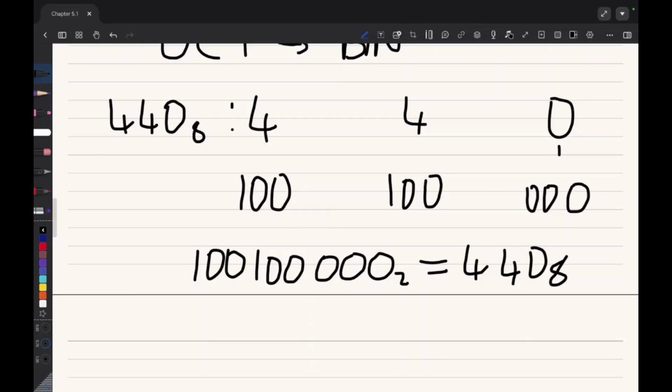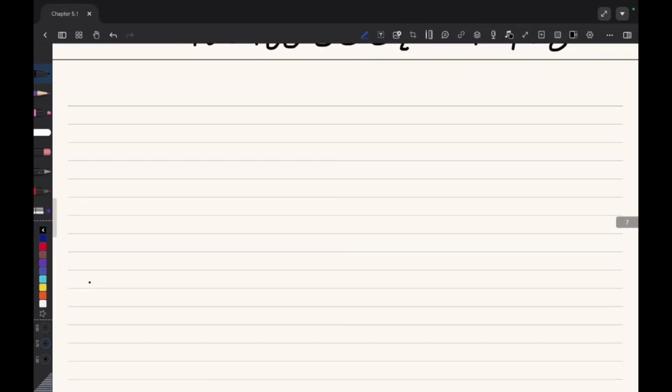Now let's convert binary numbers to hexadecimal numbers. The hexadecimal numbers are so long.